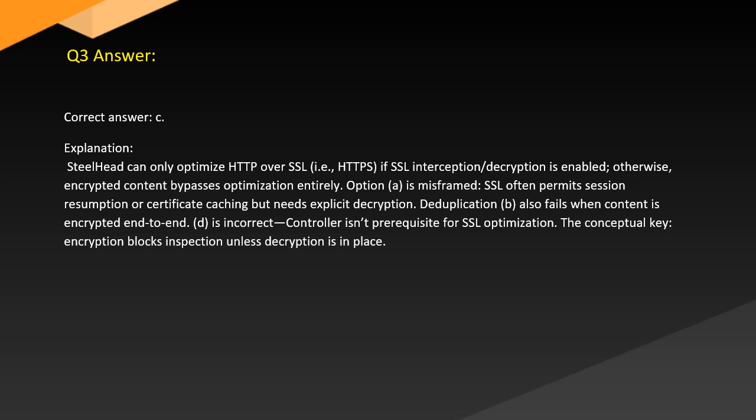Option A is a misframe. SSL often permits session resumption or certificate caching but needs explicit decryption. Deduplication, B, also fails when content is encrypted end-to-end. D is incorrect. The Controller isn't a prerequisite for SSL optimization. The conceptual key: encryption blocks inspection unless decryption is in place.